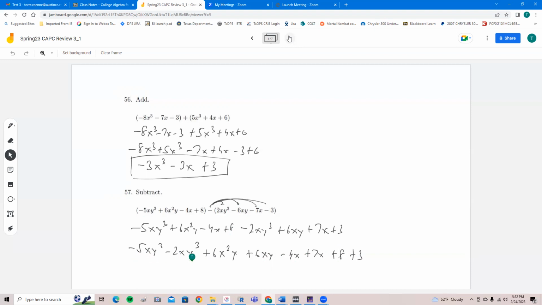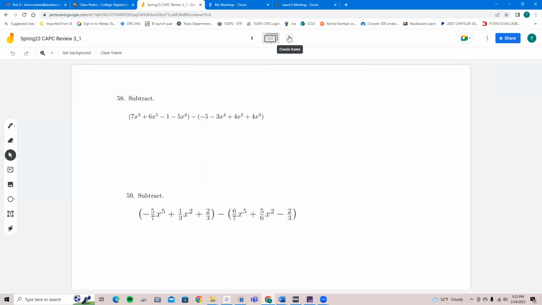So negative 5 minus 2, that's negative 7, and then xy cubed. Done. 6x squared y, 6xy, those don't combine, so I just leave them alone. I carry them through. Negative 4x and 7x, that is positive 3x. And 8 and 3 is positive 11. And that's it. It's really just addition, subtraction of the coefficients when you get right down to it.